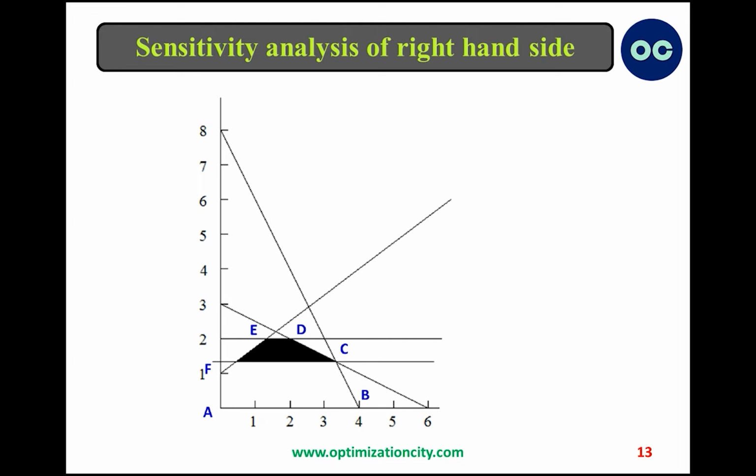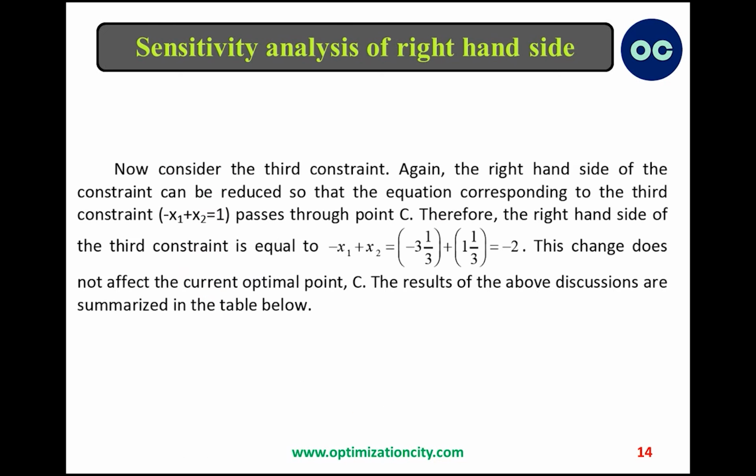Point 3 corresponds to x1 equal to 3.3 and x2 equal to 1.3. Therefore, the right-hand side number of the first constraint can be decreased to a minimum of 1.3 without altering the optimal solution. Now consider the third constraint.